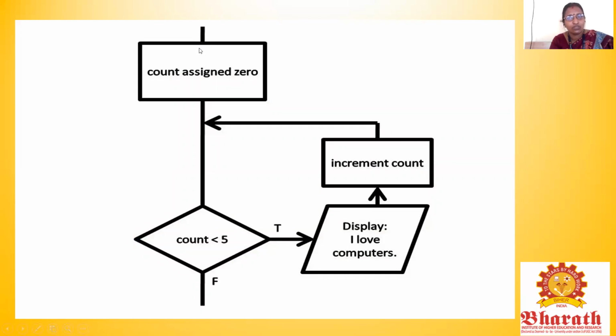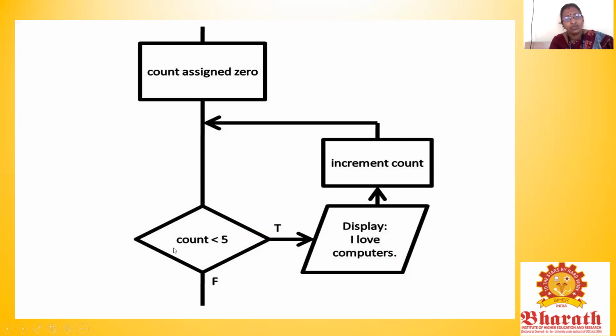Now, this is the corresponding flowchart for the pseudocode that we have seen with the help of the while loop. Count is assigned as 0. Then we are moving downwards to enter the decision making process. Count is less than 5? Then we are moving to the right hand side if it is true. If count less than 5 is true, it will move to the right hand side. We are displaying I love computers. Then we are incrementing the count value.